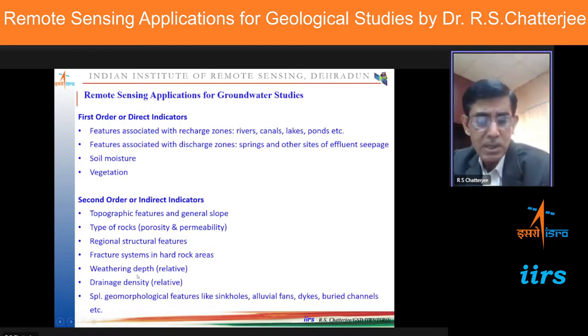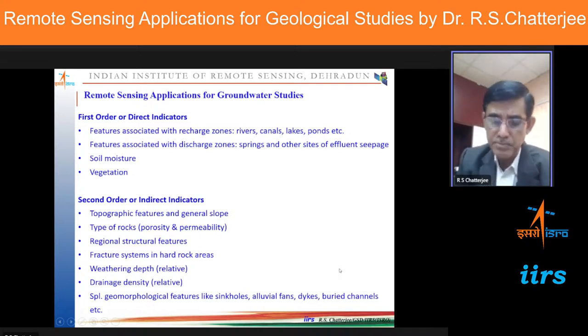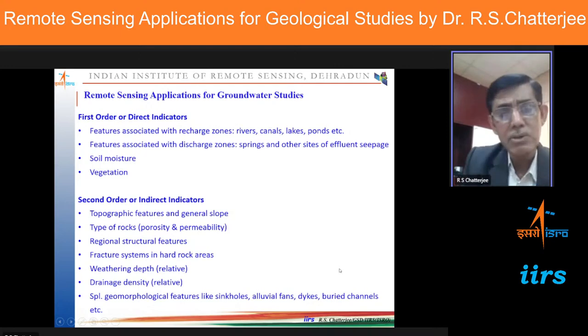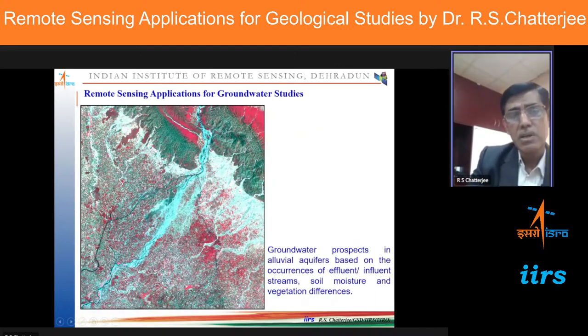Then weathering depth, again in a hard rock area. Then drainage density is also important. And there are certain special kinds of geomorphological features like sinkholes, alluvial fans, dikes, buried channels that are also important. Okay, for different perspectives. For example, here you see, this is an alluvial aquifer.